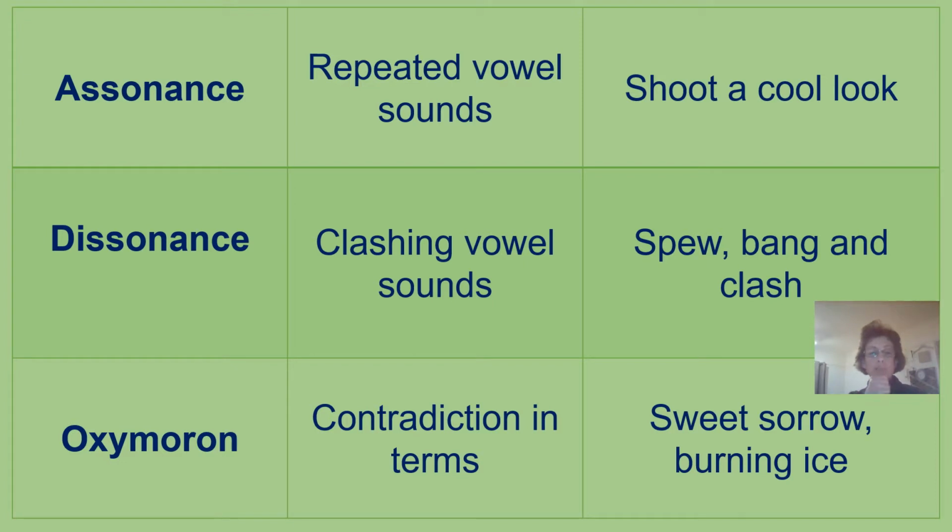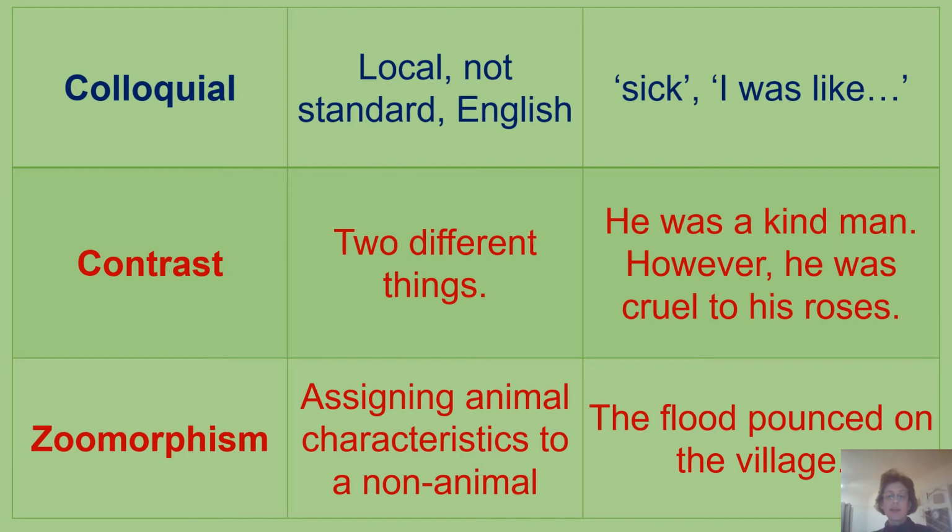We just checked through a few more techniques that we wrote down in our books last lesson. So assonance: repeated vowel sounds, for example, shoot a cool look. Dissonance: clashing vowel and other sounds, spew, bang, clash. And oxymoron: contradiction in terms, such as sweet sorrow. And there are a few more. Colloquial, which is local English, not standard English, such as sick or it was like or I was like.